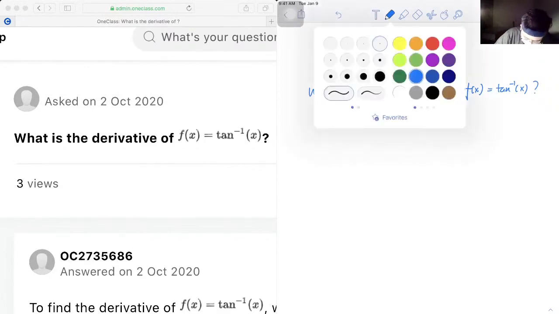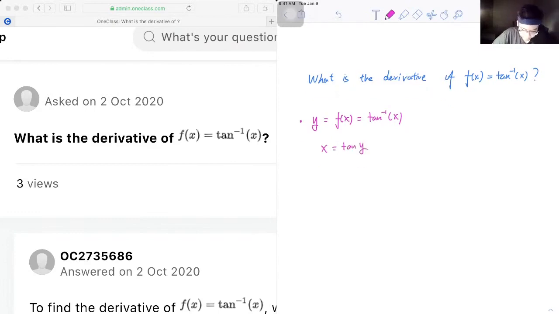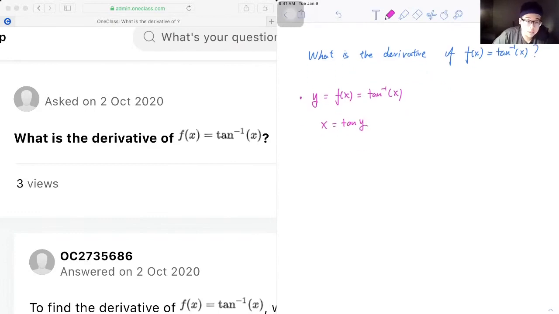First, to find the derivative of f(x), we will set the function equal to y, so y is equal to f(x) is equal to tangent x inverse. Since arctan is the inverse of the tangent, we can express the above equation as x is equal to tangent y. Now take the derivative of both sides of the equation with respect to x.